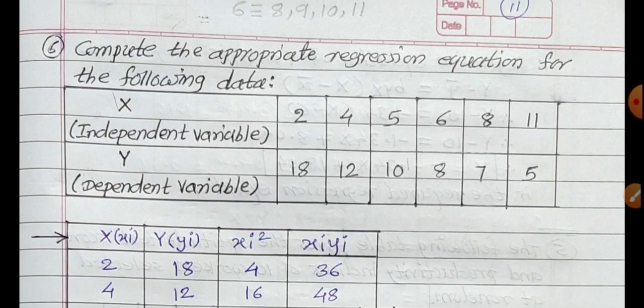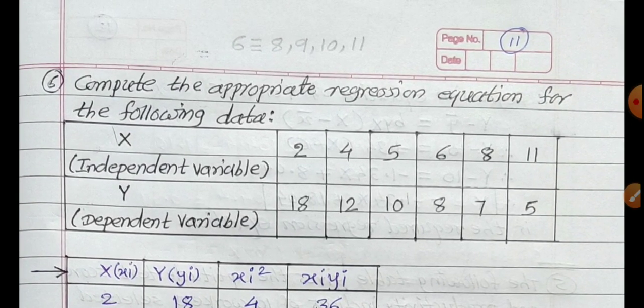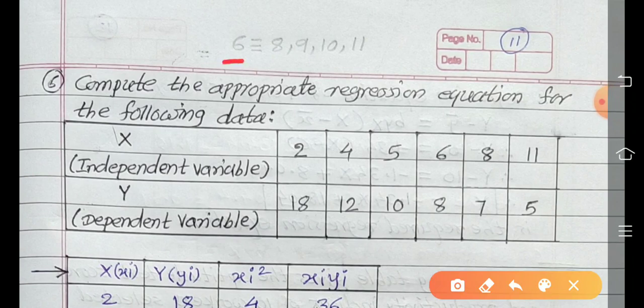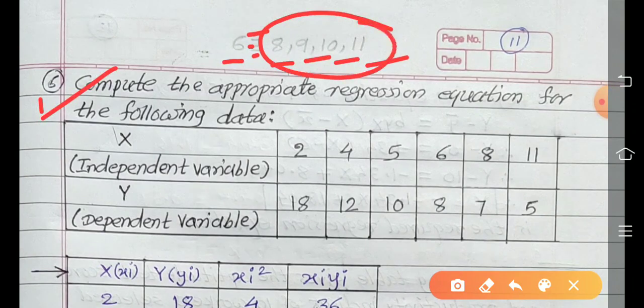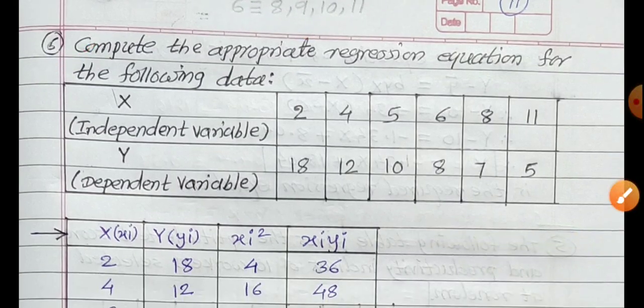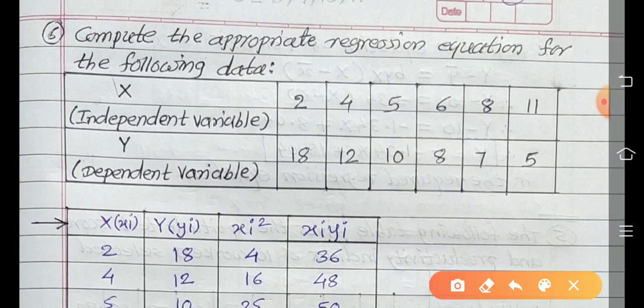Now here see that example number 6 is similar to 8, 9, 10 and 11. So we are solving only question number 6. The remaining questions, 8, 9, 10 and 11, are exactly the same and solved in the same simple way. So how to find the answer for question number 6? See carefully. Now compute the appropriate regression equation for the following data.